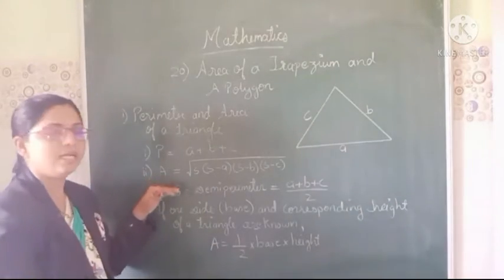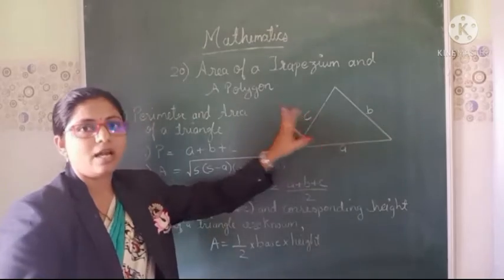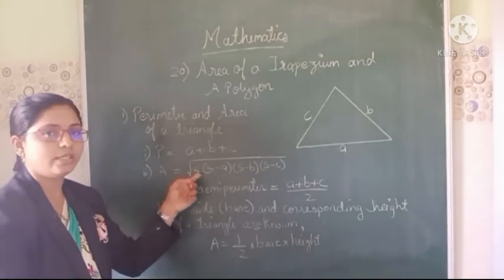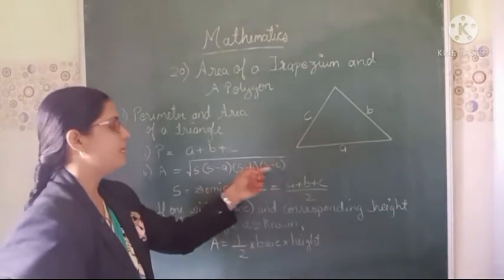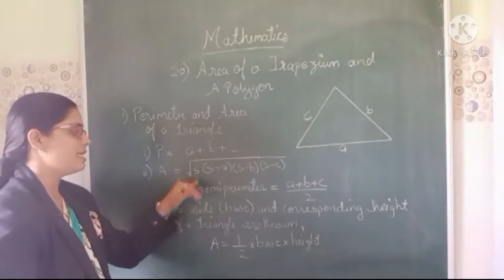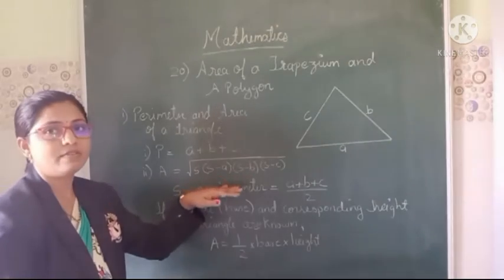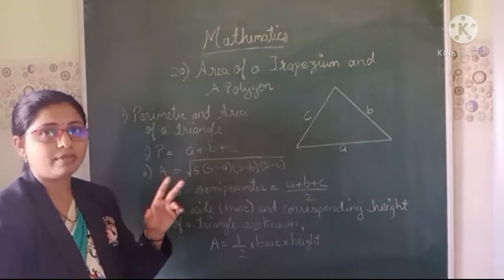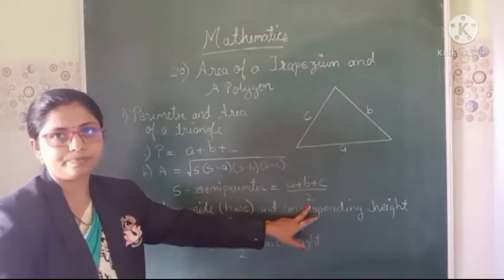Now area. In the case that three sides are given, how will we find out the area? In that case, the area is the square root of S into (S minus A) into (S minus B) into (S minus C), where S is the semi-perimeter. How will we find it? The perimeter divided by 2 will be the semi-perimeter. So S equals (A plus B plus C) upon 2.